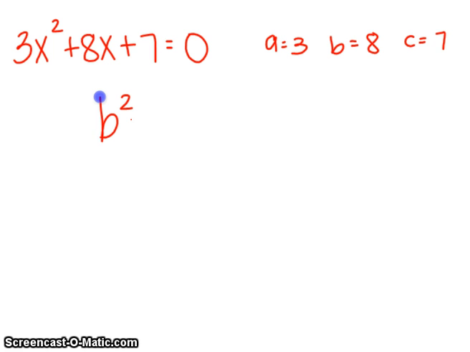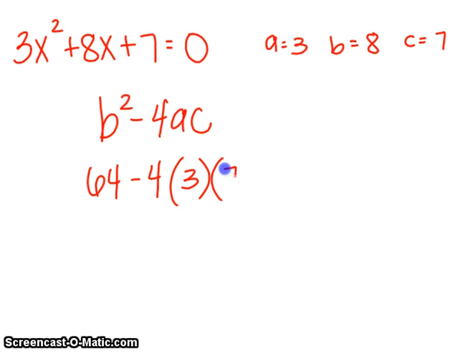So for our discriminant, b squared minus 4ac, we have b squared, which is going to be 8 squared, so it's 64, minus 4 times 3 times 7. And just like you would if you were simplifying anything in general, you need to use order of operations. So we would first do 4 times 3 times 7, which is going to be 84. So we're going to do 64 minus 84, which gives us our discriminant is negative 20.